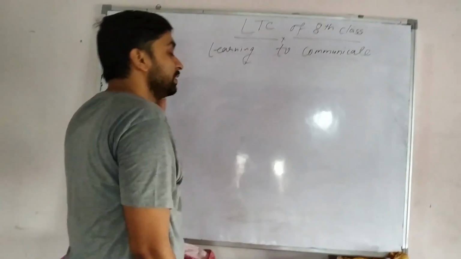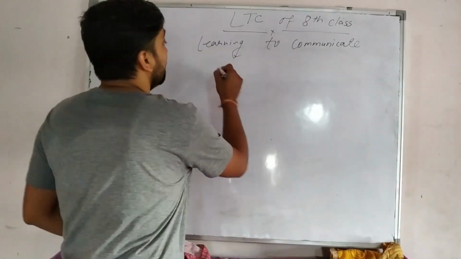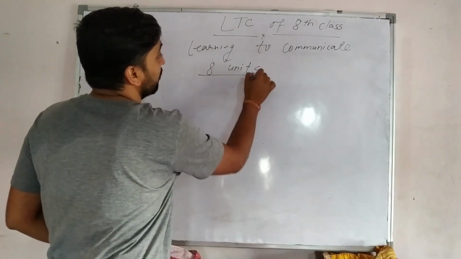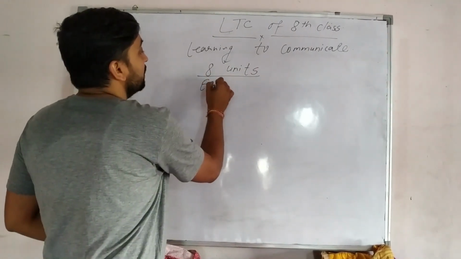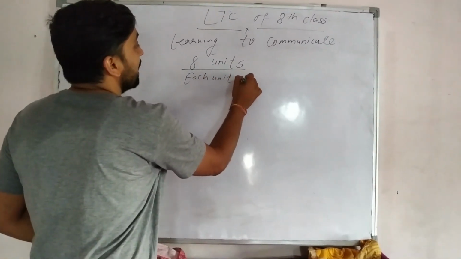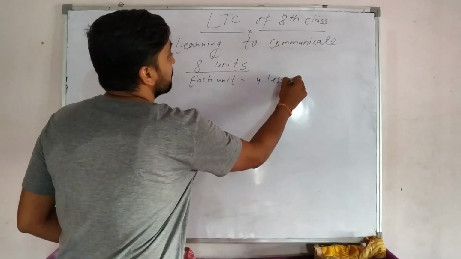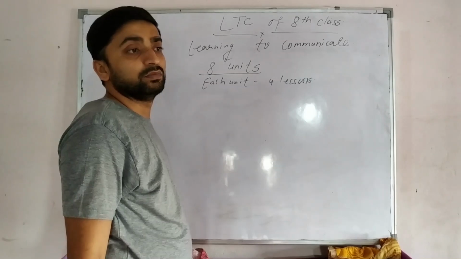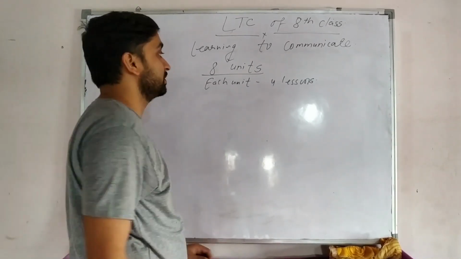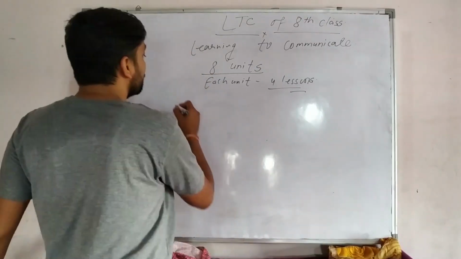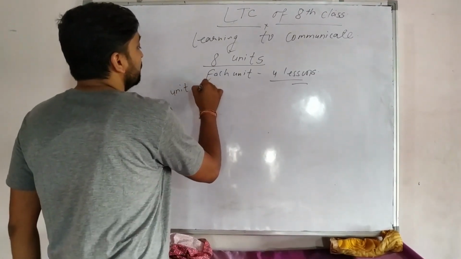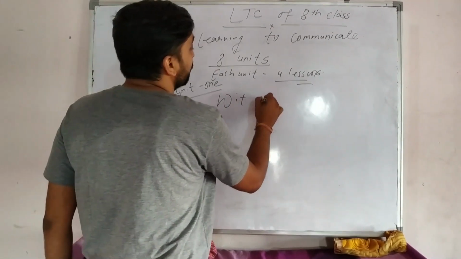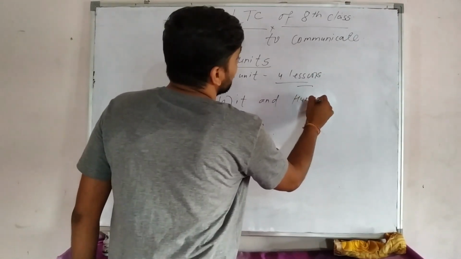If you talk about Learning to Communicate, there are altogether 8 units, and each unit has 4 lessons containing poetry, stories, and biographies. Today we'll talk about the first unit. Unit 1 is Wit and Humour.